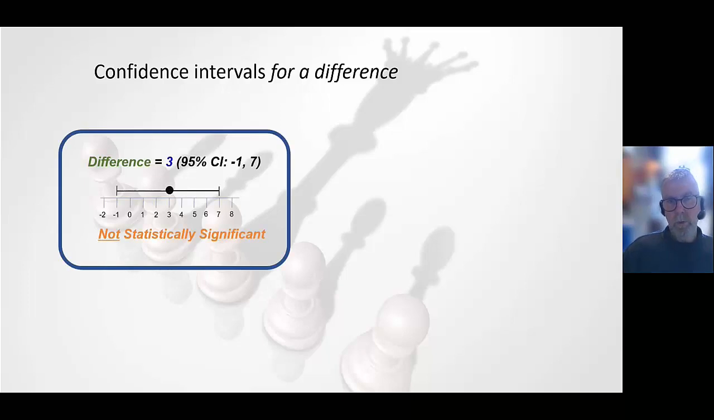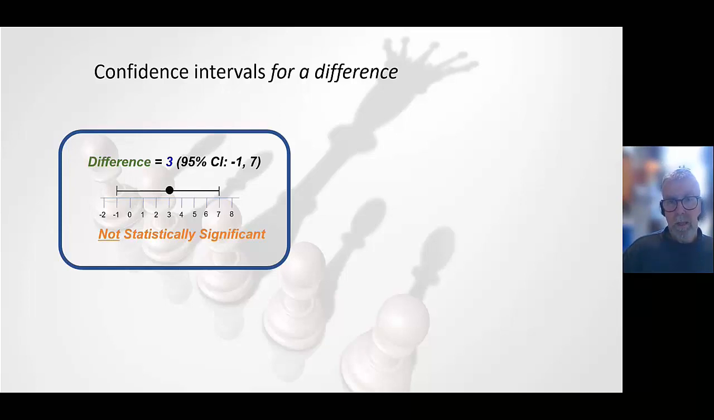In this first example, that is exactly what we see. The difference measured was 3, but the 95% confidence interval of plausible population values included the value 0 of no difference to be a plausible true value. So in this first example, we cannot declare statistical significance, or, to use the parlance of research, there is insufficient evidence to reject the null hypothesis.